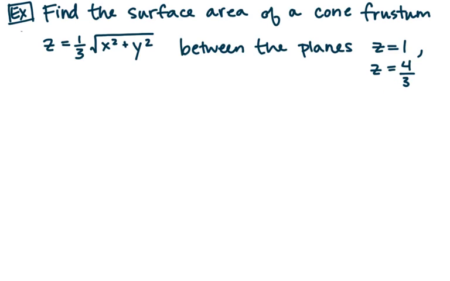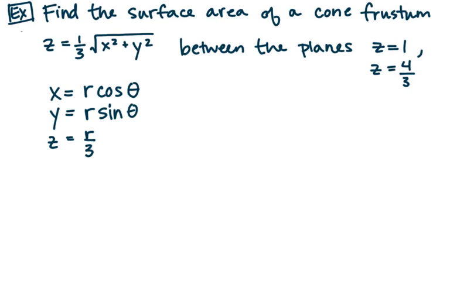Well, the first thing we need to do is parametrize this function. This is very similar to an example we did in the video before this, where we were parametrizing a cone frustum. I'm going to let my x, or my f function, be equal to r cosine theta. I'm going to let y, my g function, be r sine theta. So just using polar coordinates to express x and y. And then in polar, we know that r is equal to the square root of the sum of x squared plus y squared. So we can say that z is going to be equal to r over 3.